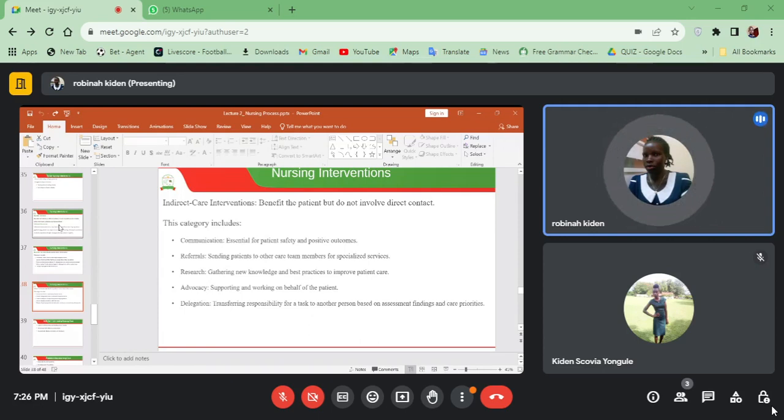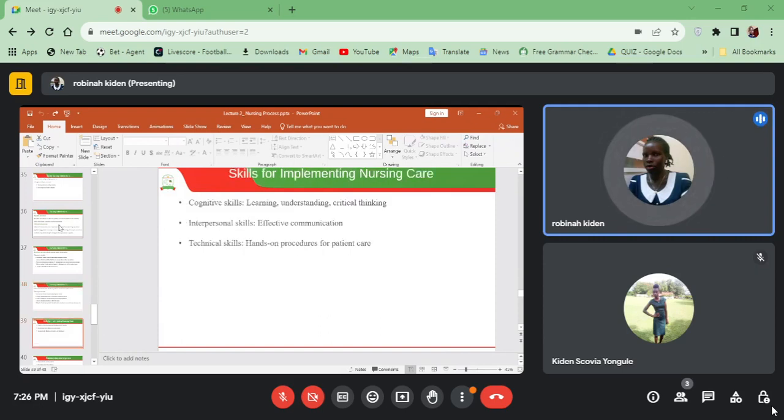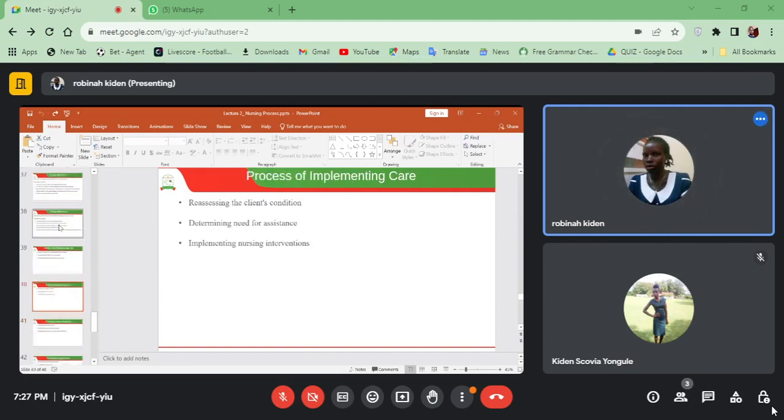Skills for implementing nursing care. We have cognitive skills. This involves learning, understanding, and critical thinking. Then interpersonal skills. This involves effective communication. Then technical skills. This involves hands-on procedures for patient care. Process of implementing care: reassessing the client's condition, determining needs for assistance, and implementing nursing interventions. So these are the process of implementing care.